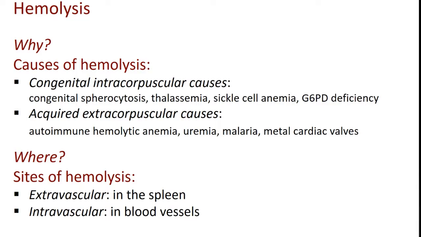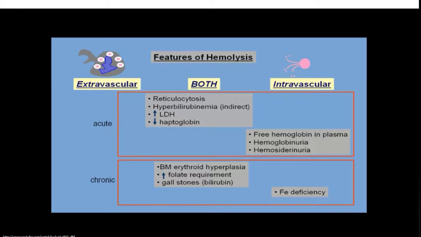Any hemolysis, regardless of where it occurs, extravascular in the spleen or intravascular in the blood vessels, will result in 4 characteristics: elevated reticulocytes, high bilirubin, the indirect bilirubin, high LDH, and low haptoglobin. If you want to remember just 2, remember high retics and high bilirubin. Hemolysis, high retics and high bilirubin. Regardless, is it occurring in the spleen? Is it occurring in the blood vessel, intravascular, extravascular?